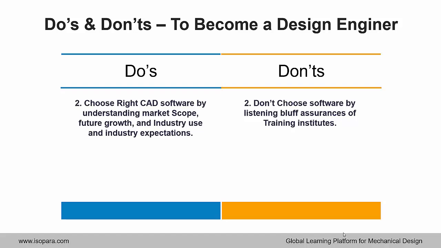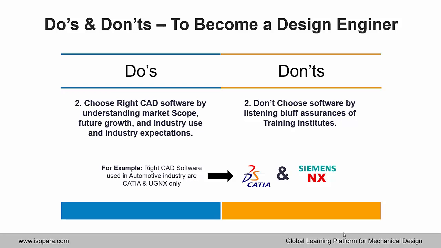For example, the right CAD software used in the automotive industry are CATIA and UGNX only. If you consider this example, it will let you know that there are fixed companies, like the automotive industry, and in that industry you will see that CATIA and UGNX softwares are the only ones getting used. Why? There is a reason, because whatever parts they are designing, that specification is only available in CATIA and UGNX. For example, surfacing, the high level of surfacing work.